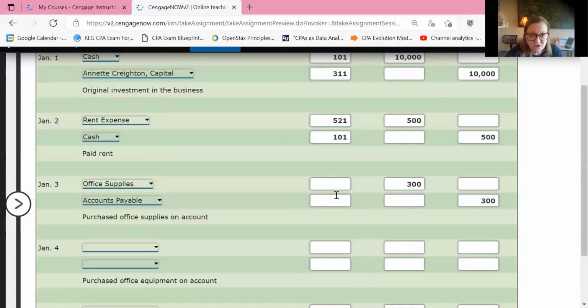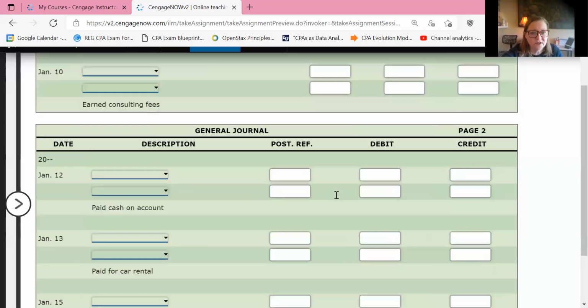So now I've got that entry. I just need to put the account numbers in there for it. Office supplies number is 142. And accounts payable is 202. And I'm just looking at the textbook when I look down to tell you what the account number is. Okay, everybody's cool so far? So we've got 3 entries in there. Let's check our work and see.